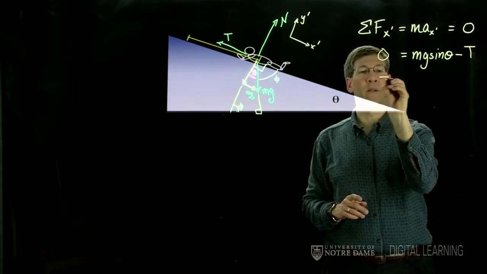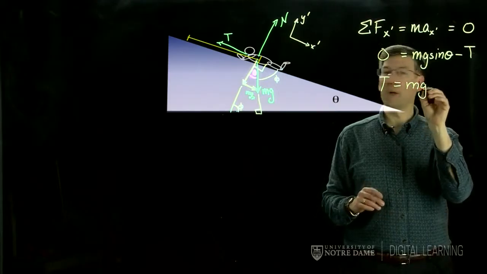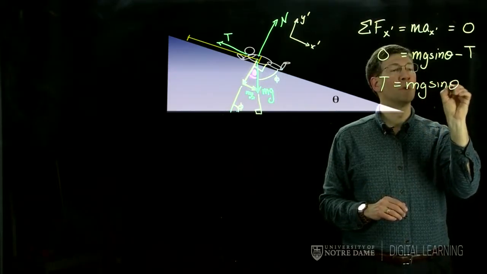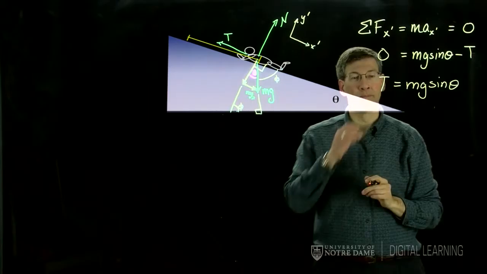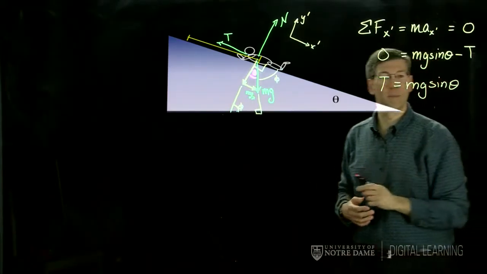So we can write that the tension is equal to the mass of the climber times g times sine theta. So we've solved then for the tension. So that was one of the things that we were supposed to be looking for. So that's a first step.